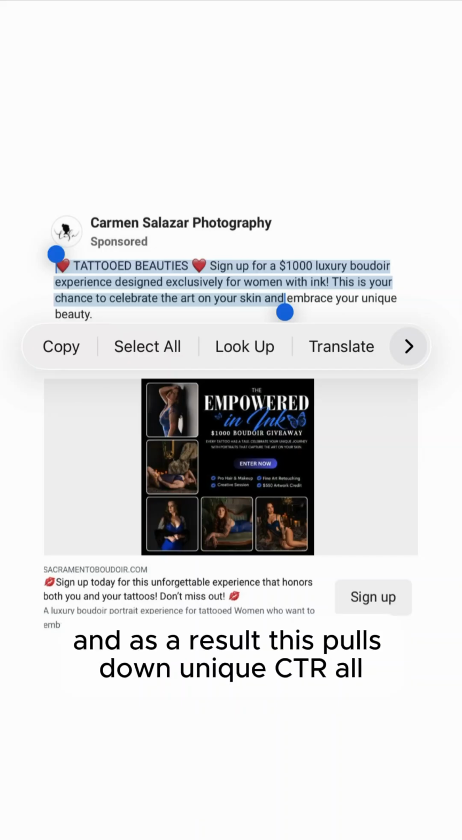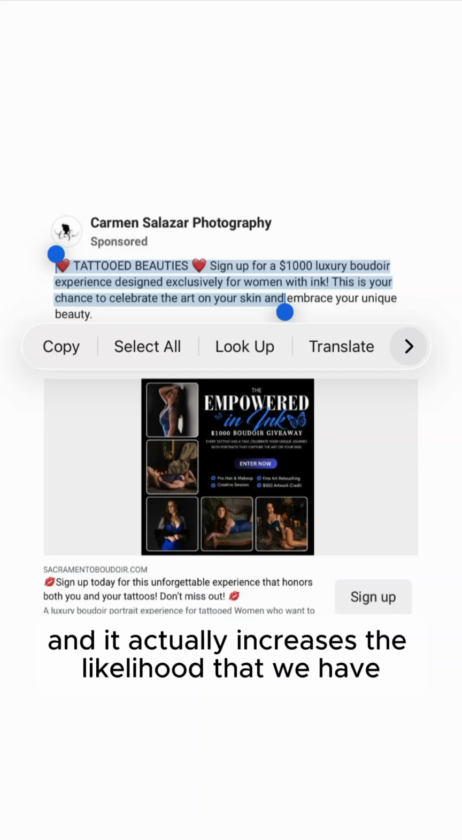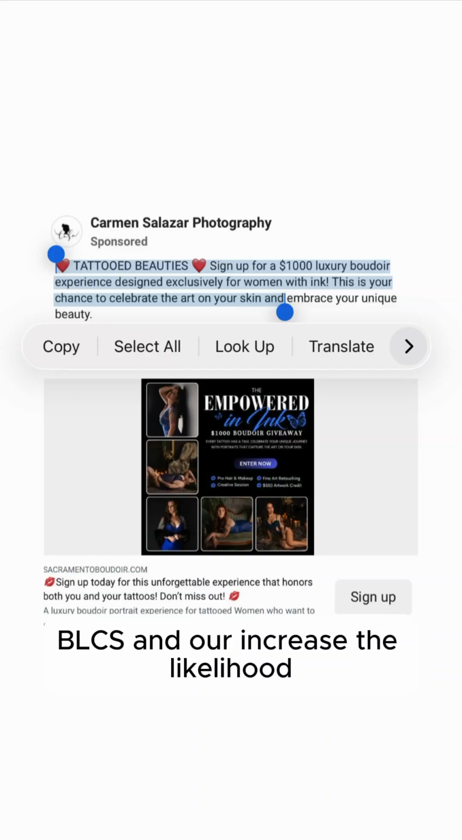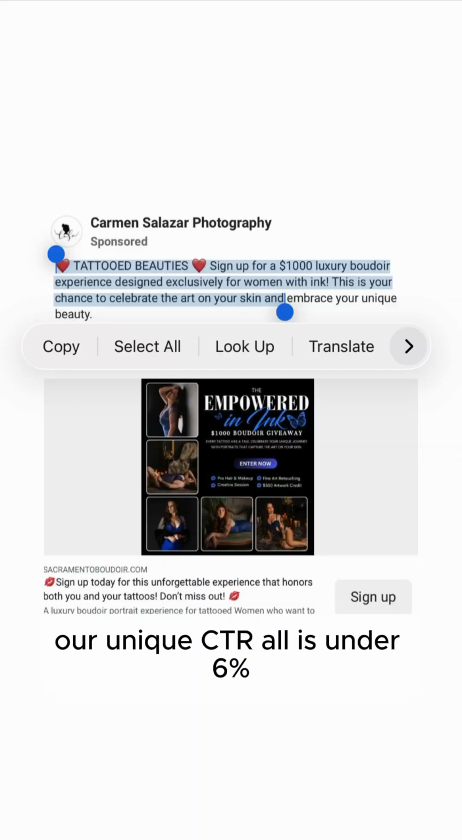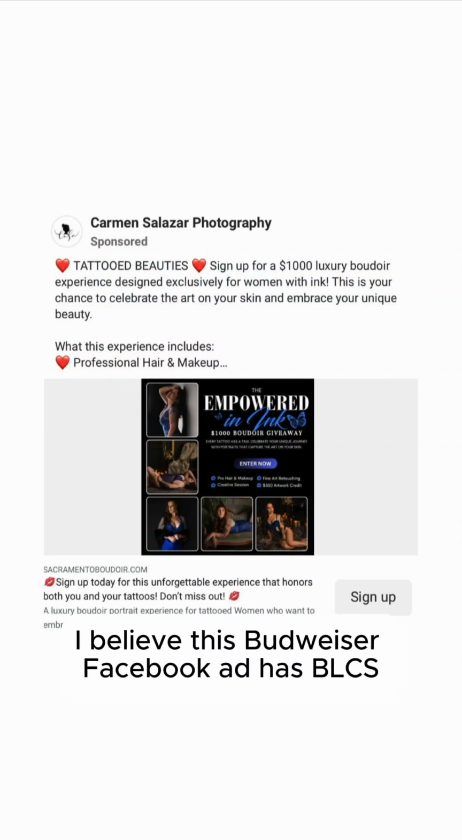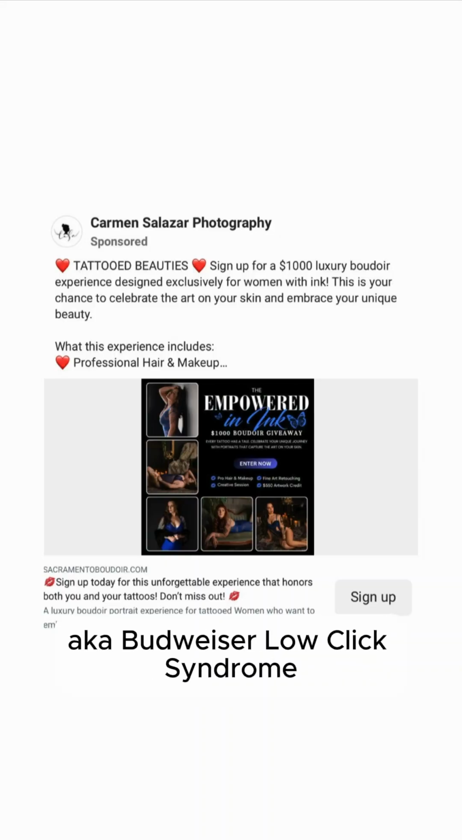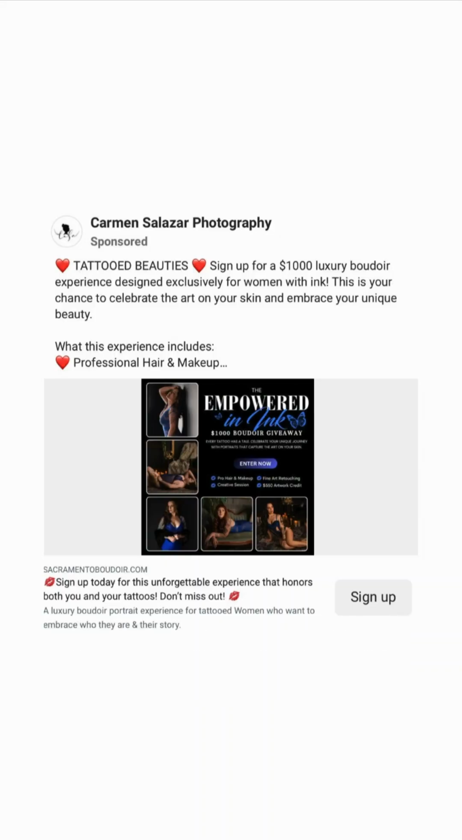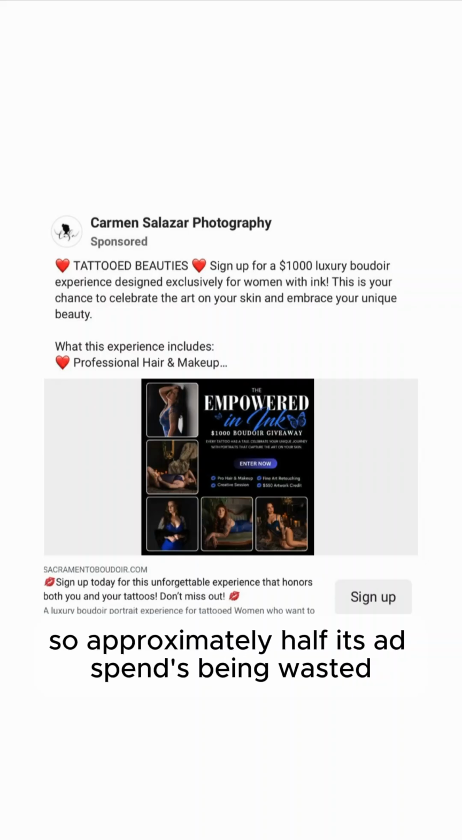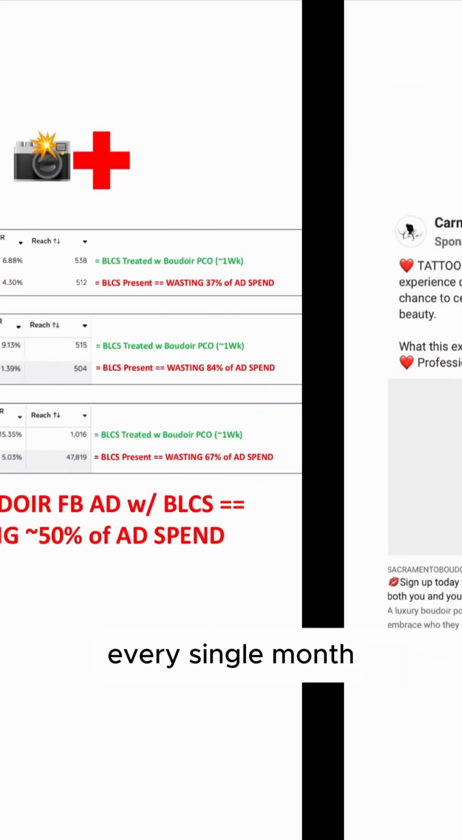And as a result, this pulls down unique CTR, and it actually increases the likelihood that we have BLCS and increases the likelihood our unique CTR is under 6%. So, if you're looking at this, diagnosis is yes, I believe this Boudoir Facebook ad has BLCS, aka Boudoir low click syndrome, and has a unique CTR under 6%. So approximately half its ad spend is being wasted. So I believe approximately half its ad spend is being wasted every single month.